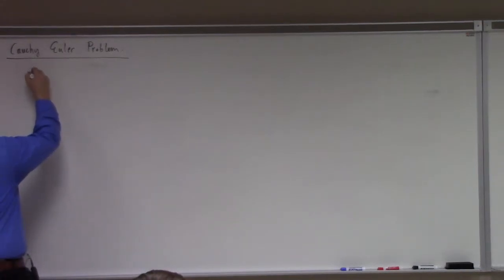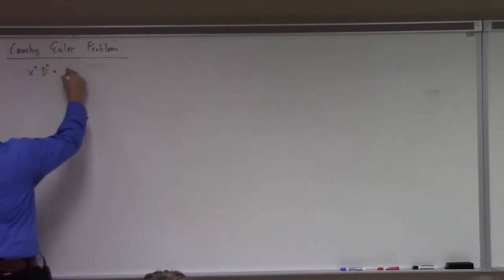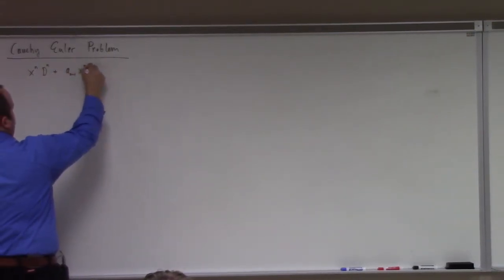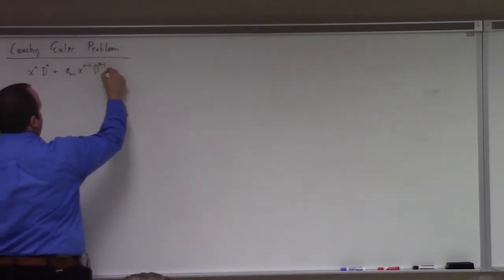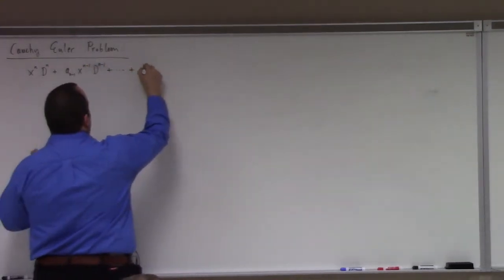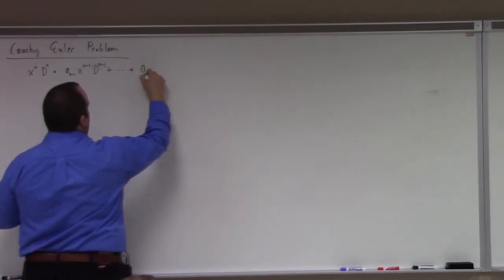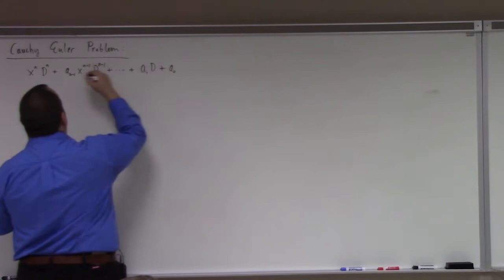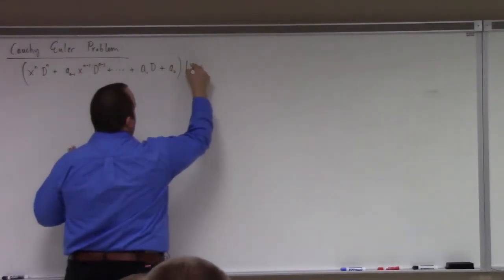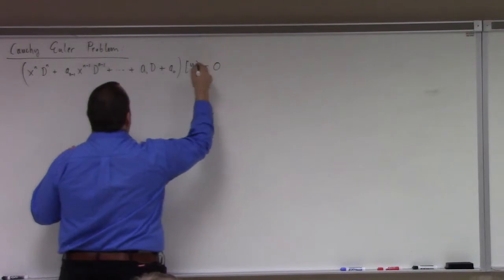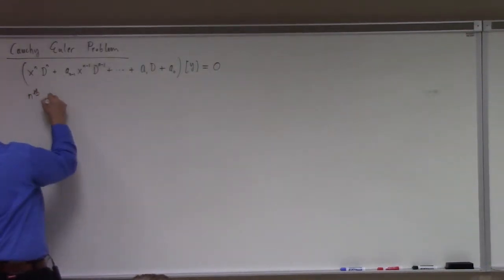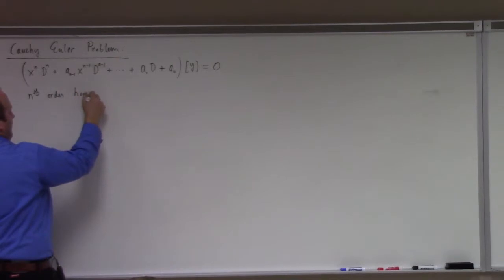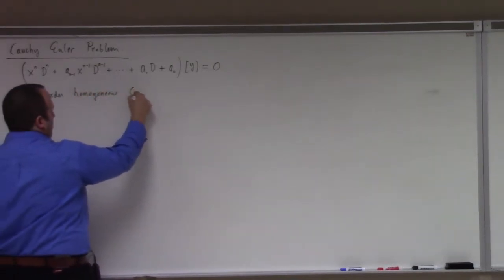So here I'll state the general one. It's something like this: x^n D^n plus, let's say, a_{n-1} x^{n-1} differentiated n-1 times, plus and so on, plus a_1 D plus a_0, all of this acting on y equals 0. This is the nth order homogeneous Cauchy Euler problem.